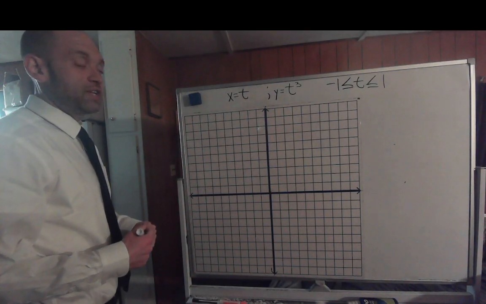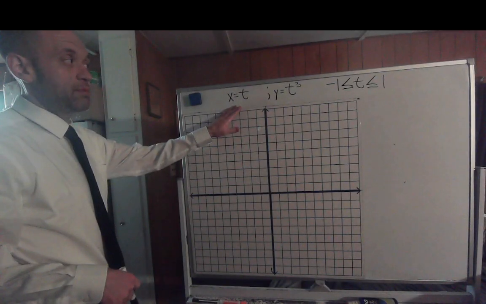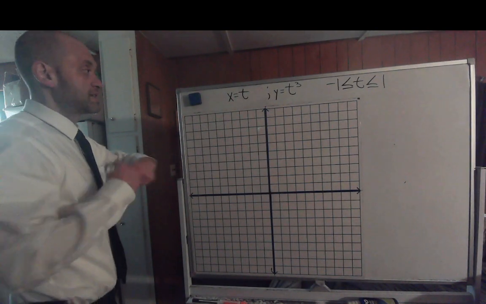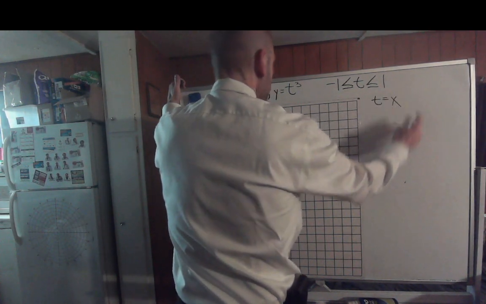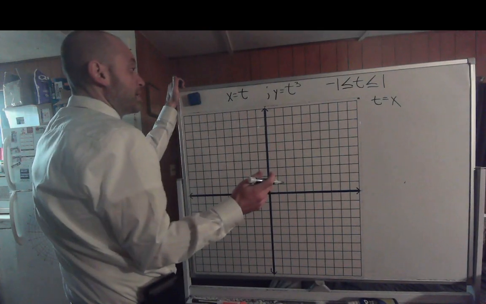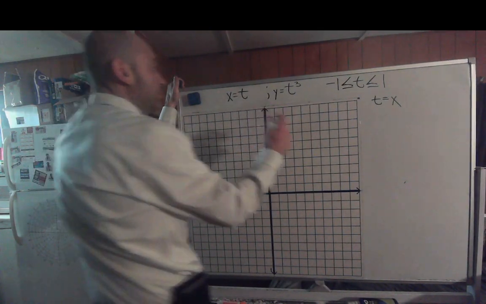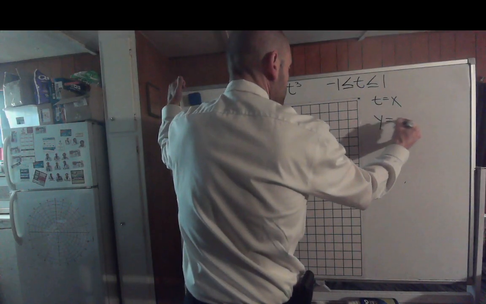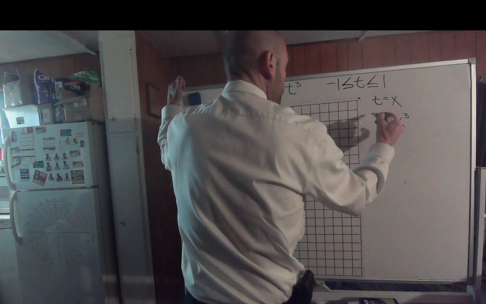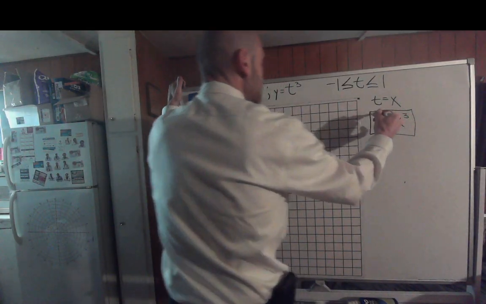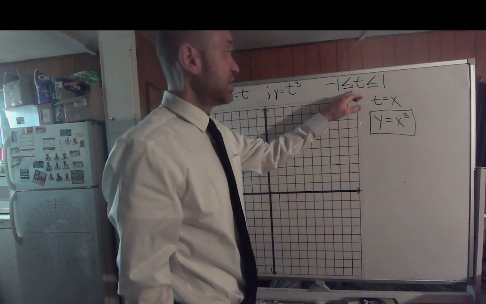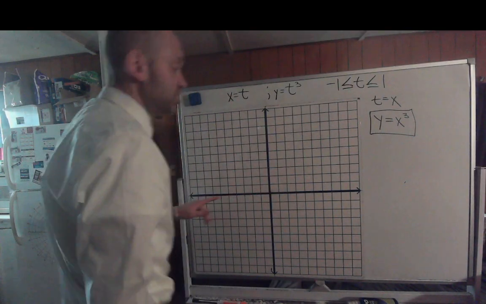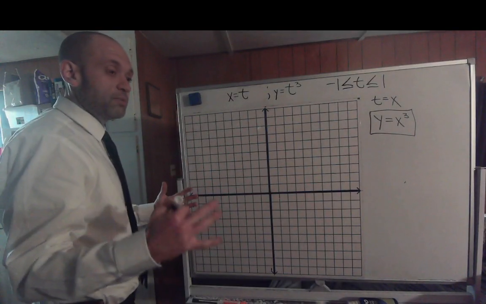Well, first thing you do, again, eliminate that parameter, get y in terms of x. So if x equals t, that means t equals x. So then y would equal x to the third. So you're going to get a classic cubic function. You'll get y equals x to the third. Now, the difference is t only goes from -1 to 1. So we're not doing the full graph of the cubic function.